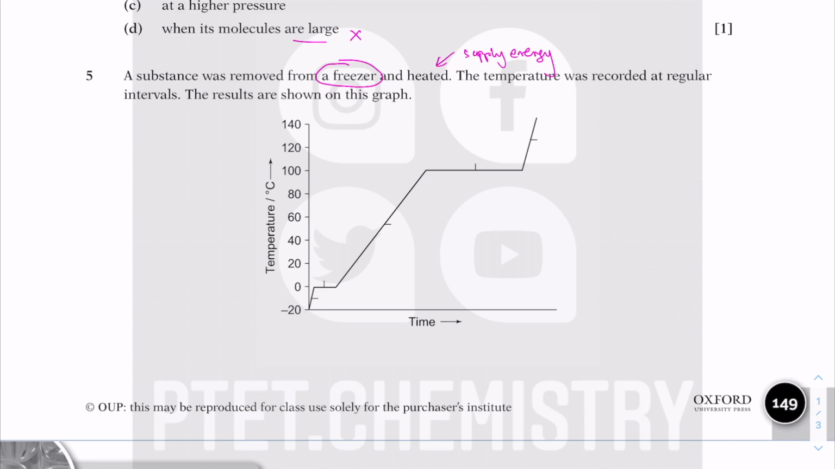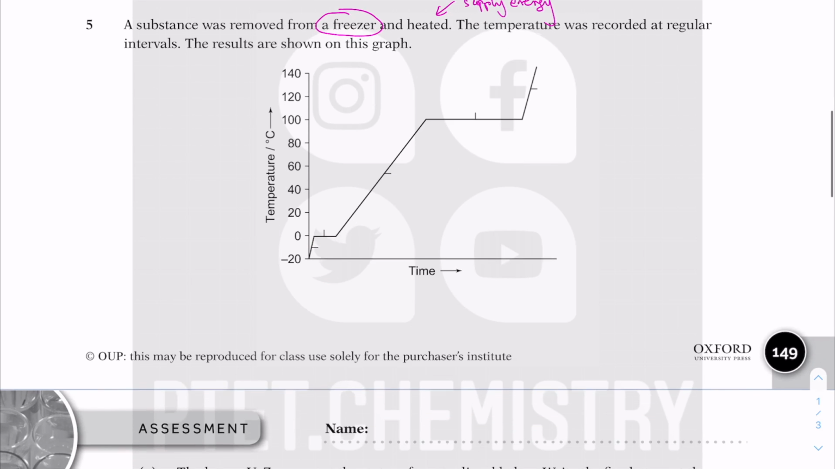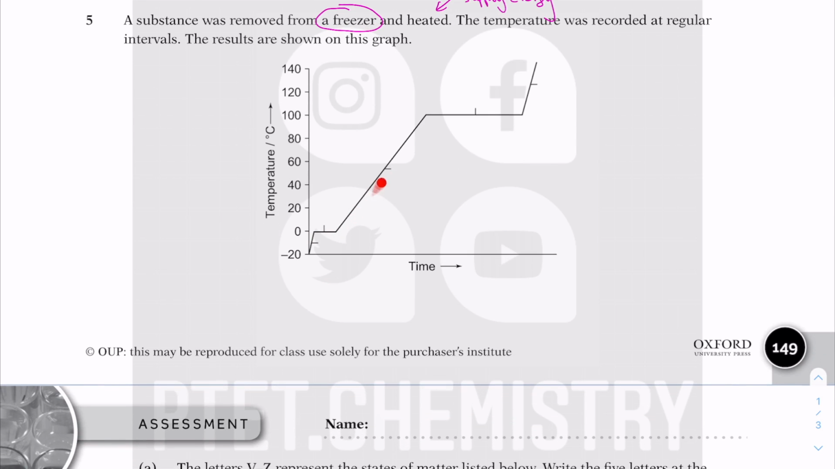And because you're supplying heat energy, that's why the temperature slowly increases, and then here the temperature remains constant because there is the first change of state, and then it goes further because it's already a liquid, and then it becomes a gas right at this moment, but this is still a mixture of liquid and gas because this is the boiling point, and past the boiling point everything is a gas already.